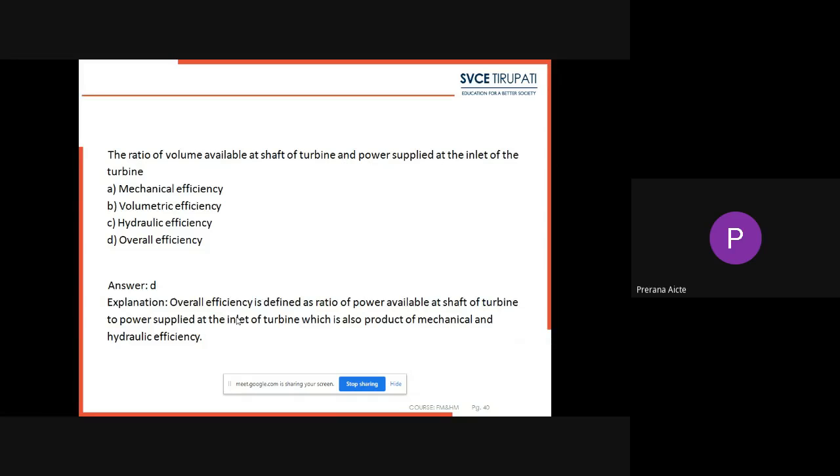Next question, the ratio of power available at the shaft of the turbine and power supplied at the inlet of the turbine is known as overall efficiency. So overall efficiency is defined as the ratio of power available at the shaft of the turbine to power supplied at inlet of the turbine. Which is also the product of mechanical and hydraulic efficiency.